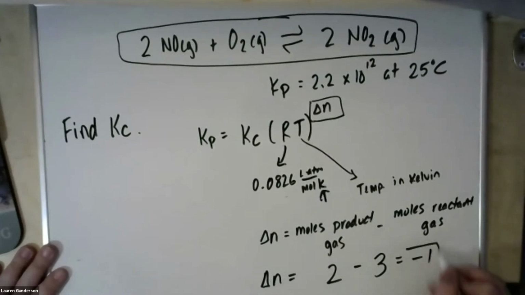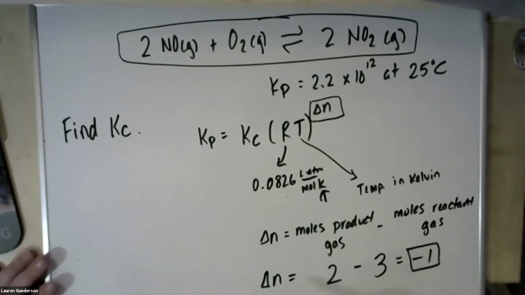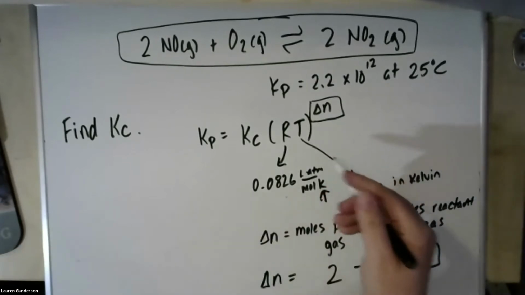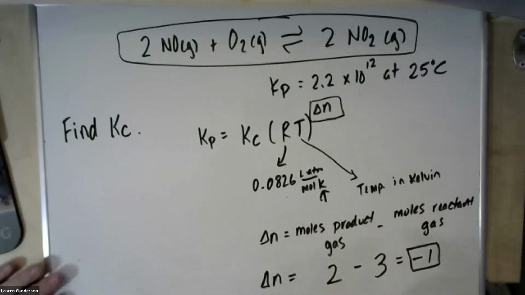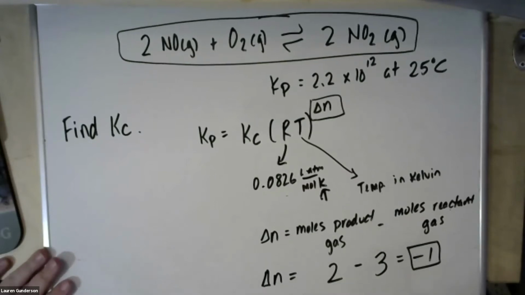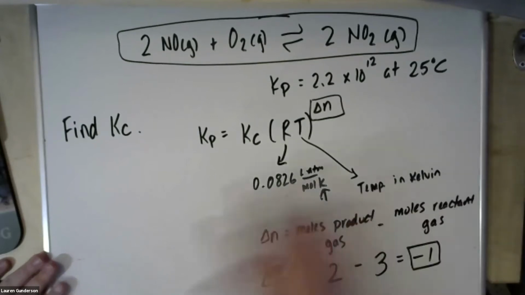Okay. Really important that we do this correctly, because the delta N value for these Kp and Kc equations could be negative numbers or positive numbers. So you have to make sure that you're putting the right thing in the right place so that you get the correct exponent that you're looking for. Okay. But we have all of that.